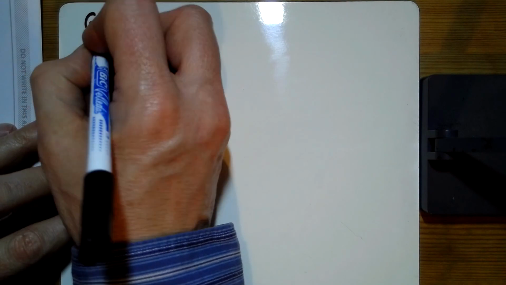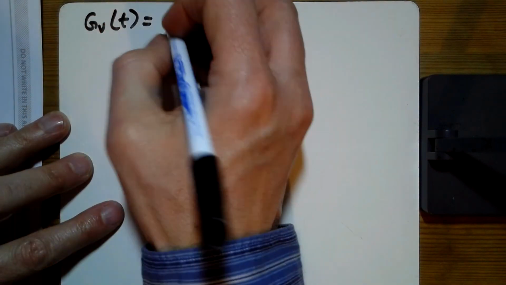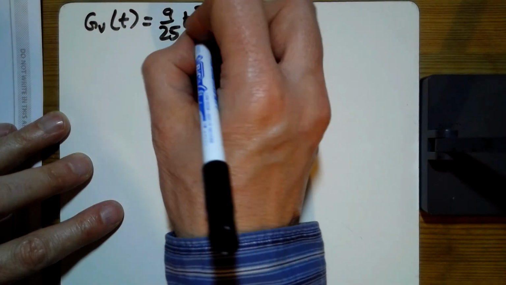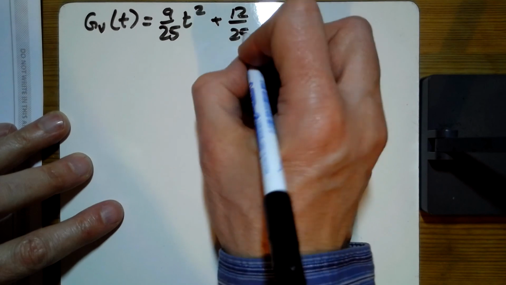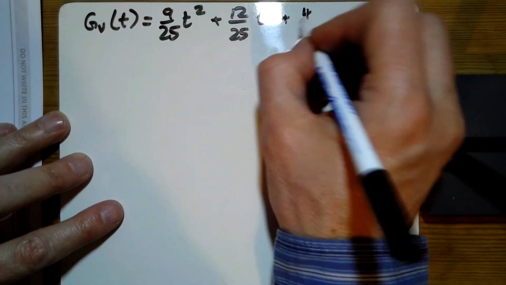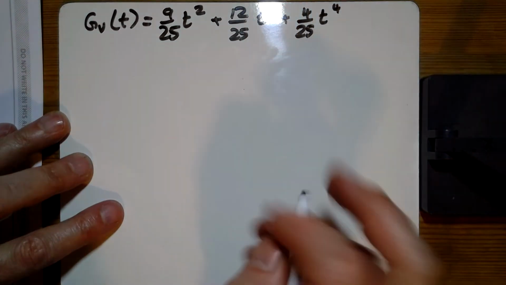Number 6 is our generating function question. Let's just look at the table there. We can see I've got our first probability of 9 over 25, and that's when we have a 2 there, so t squared. We've got 12 over 25, and that's for 3, so t cubed. And we've got 4 over 25, and that's when we've got a 4, so t to the power of 4.